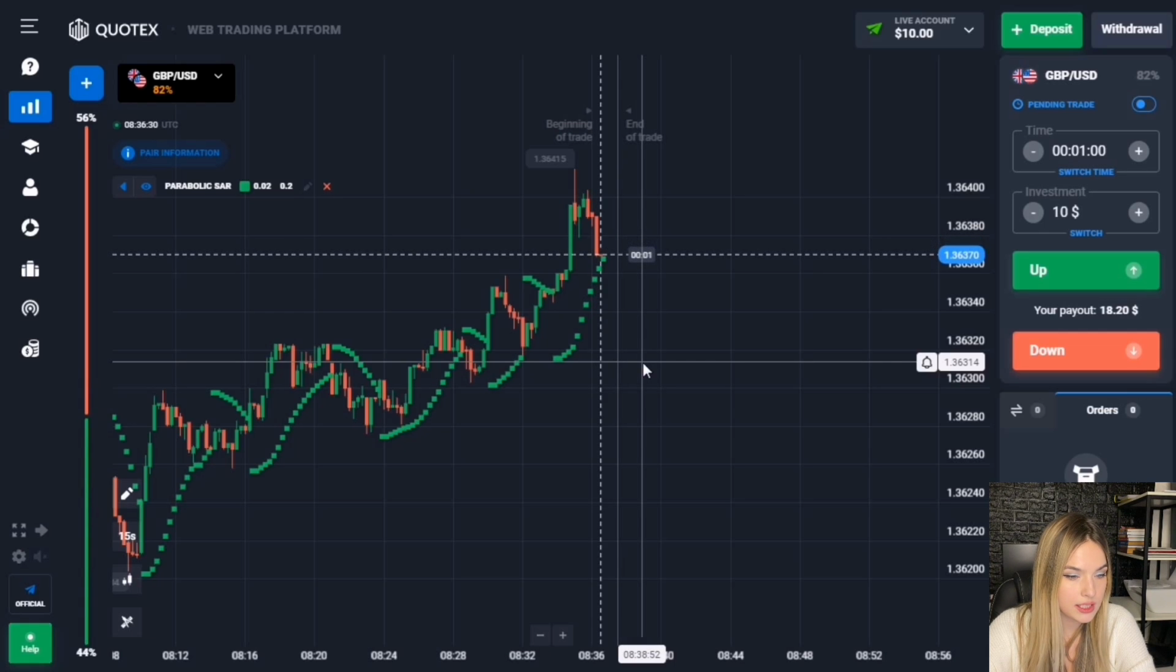Today we will trade using this indicator. I will try to show you this clearly. Friends, let's get started and consider the first situation.